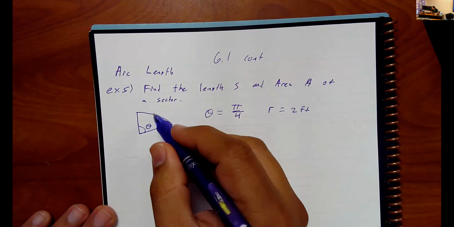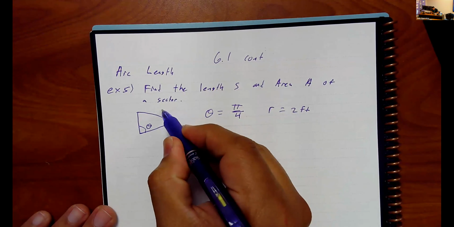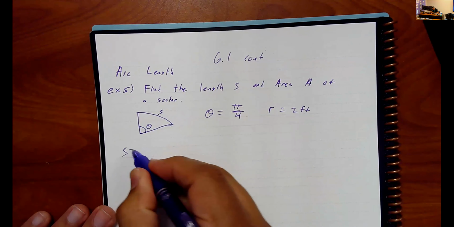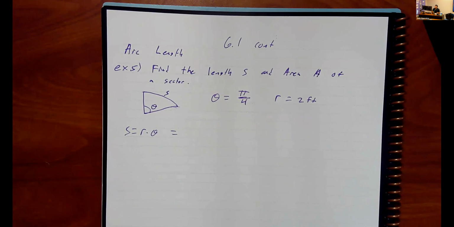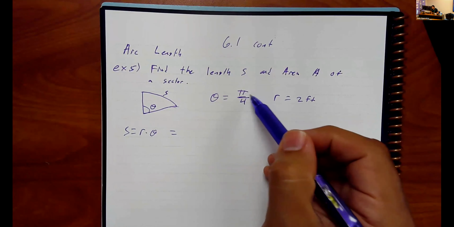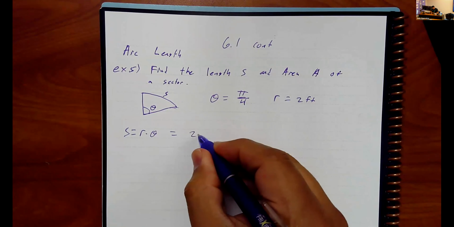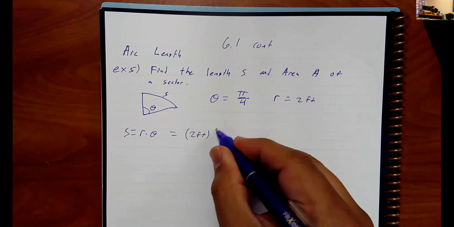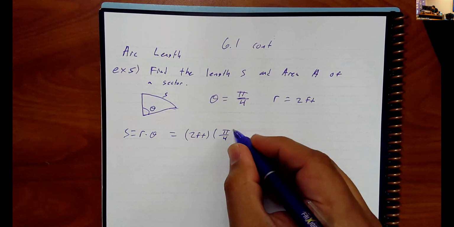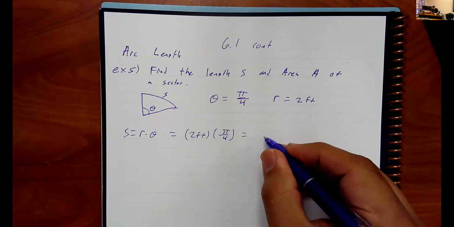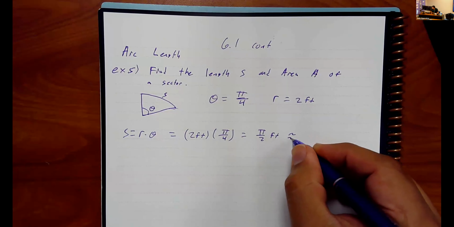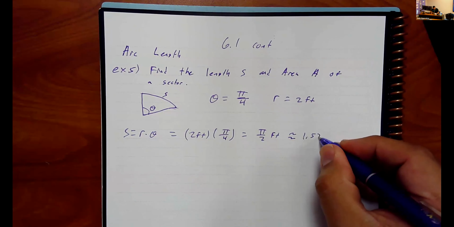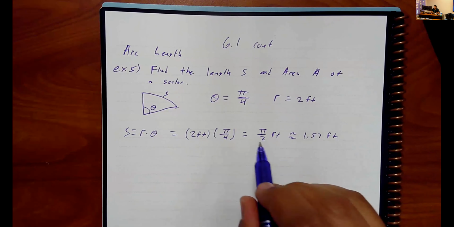So to find this distance, S right here, we have to do r times theta. Just make sure that your theta is in radians. So we're not in degrees, right? So we're good. It'll be 2 feet times pi over 4. So that'll be pi over 2 feet, which is approximately 1.57 feet. Just use your calculator for pi over 2.